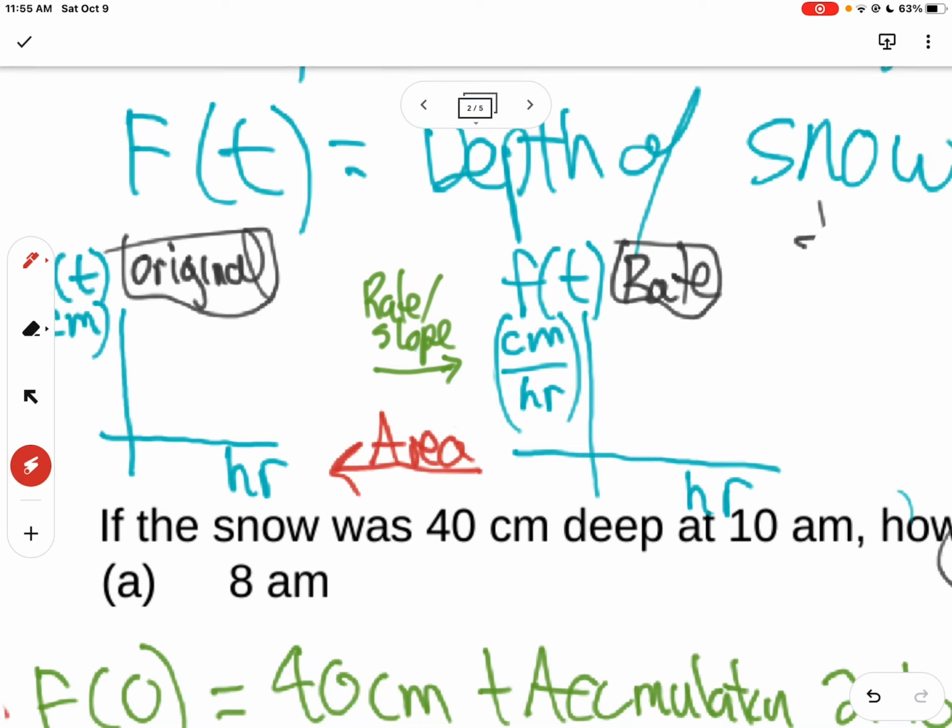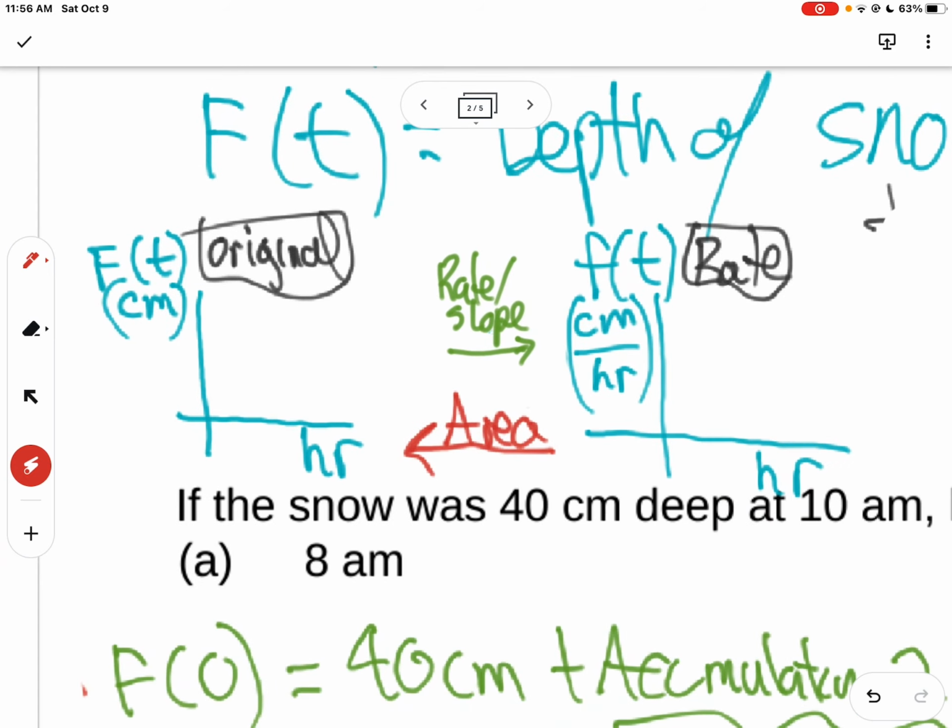So when I can, I try to label rates as small f, or small letters, right? And then hours on the x-axis. Now, the question is, how do I get centimeters per hour with hours there and turn it into centimeters? Well, clearly I've got to take centimeters per hour and multiply by hours. And then the hours would cancel out, and I'd be left with centimeters. So that means to go from a rate to an original graph requires area. Okay, it does require a little bit more than that. Area just gives me the accumulation, but nonetheless.